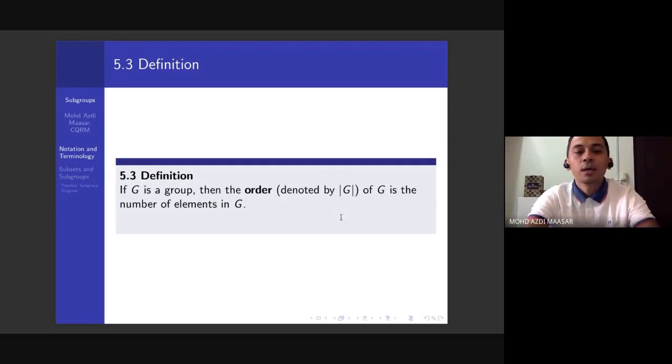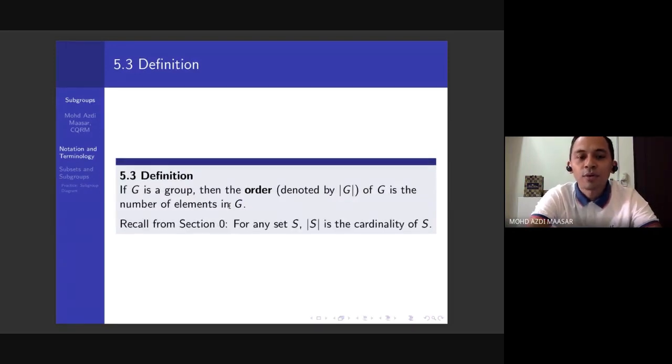Now, before we define subgroup, we define the order of a group. We consider G as a group, the notation for a group. Consider you have group G. The order of group G is denoted by something like the modulus sign. So this is the order of G. The order of G is the number of elements in G.